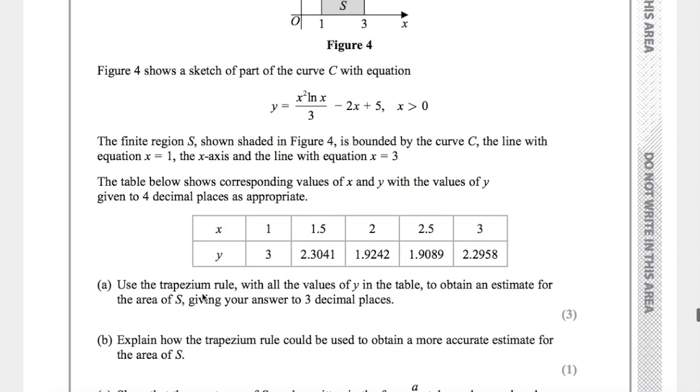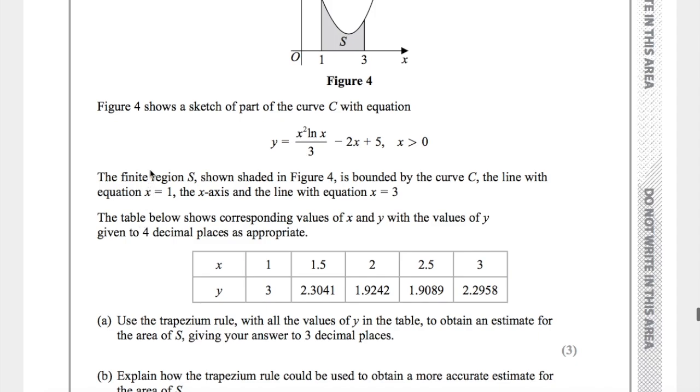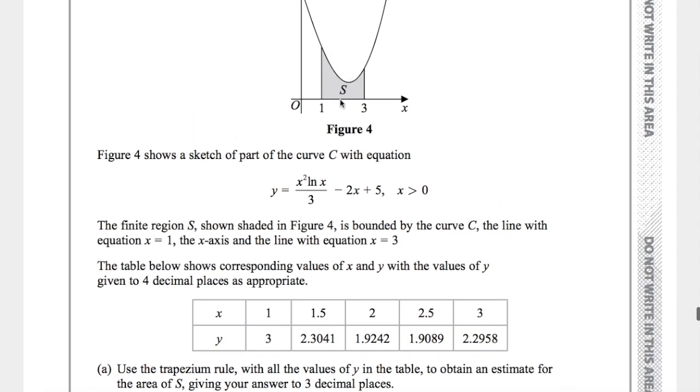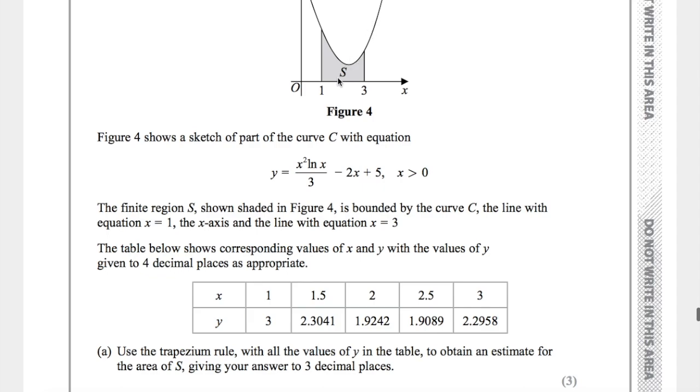And part A says use the trapezium rule with all the values of y in the table to obtain an estimate for the area of S, giving your answer to 3 decimal places. Okay, so we need to estimate the area of this shaded region using the trapezium rule. And they've given us the values of y on this curve for every value of x going up in increments of a half. So for the value of x equal to 1, which is here, the y value is 3. For x equal to 1.5, the y value is 2.3041, etc., all the way up to x equals 3, and we're given the y value here.